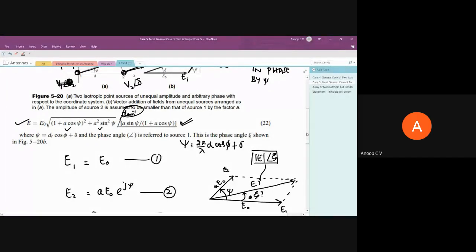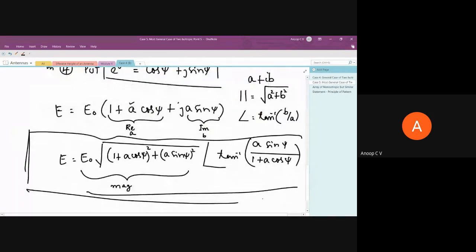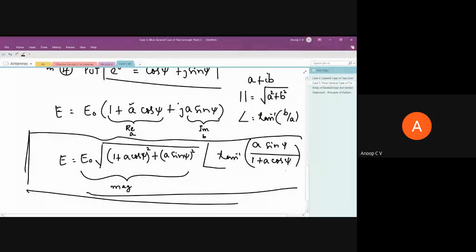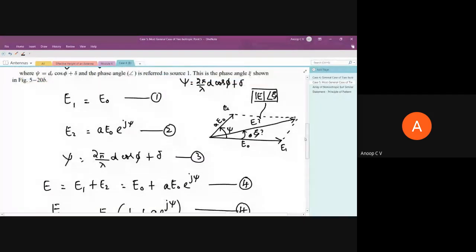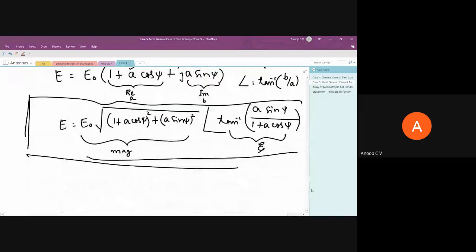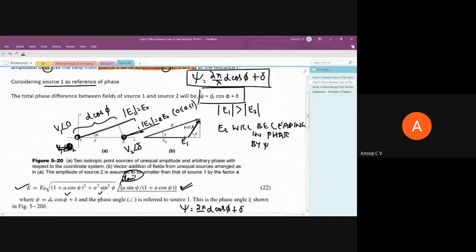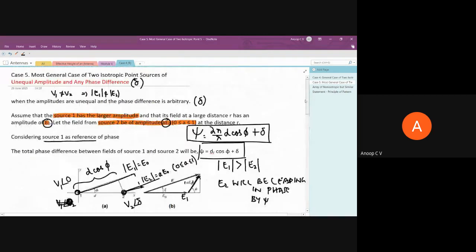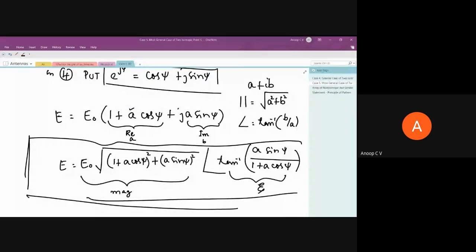And this zeta, this angle, is actually zeta, right? As per this phasor diagram, zeta is that angle. Magnitude is E naught into root of 1 plus a cos psi the whole square plus a sin psi the whole square. So that is the most general case. Normally they never used to ask this, but in case it is asked, you should be able to do it, right? Any doubt in this, please feel free to ask.